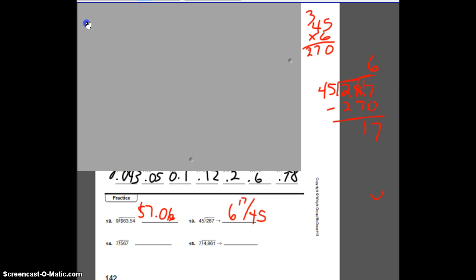All right, let's try another one. We've got 567, and we're going to divide it by 7. I'm looking at 56 and 7, and I know 7 times 8 is 56. If I subtract, I get 0. I bring down the 7. Ooh, that's a nice easy one. Get a remainder of 0, a nice 81.